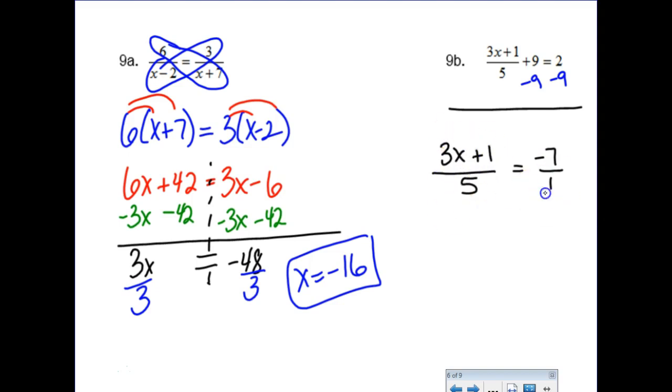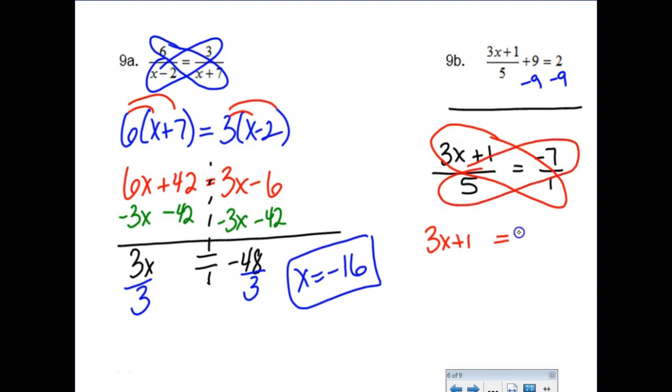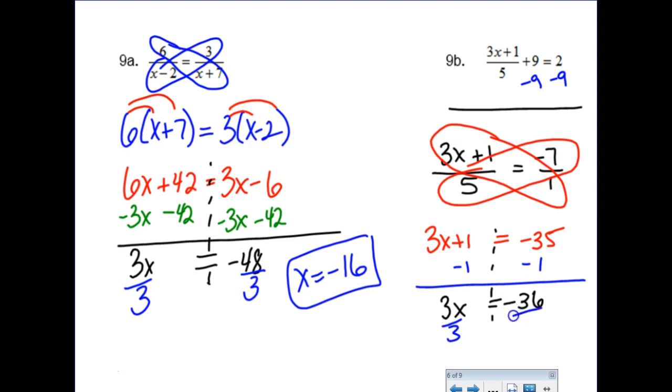So now when you cross multiply, 3x plus 1 times 1 is just 3x plus 1 equals negative 7 times 5, which is negative 35. And we have it from here. We're going to subtract 1. So you have 3x equals negative 36. Dividing both sides by 3, you get, what is that, negative 12?